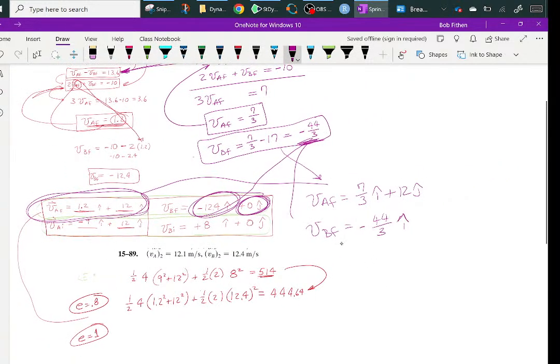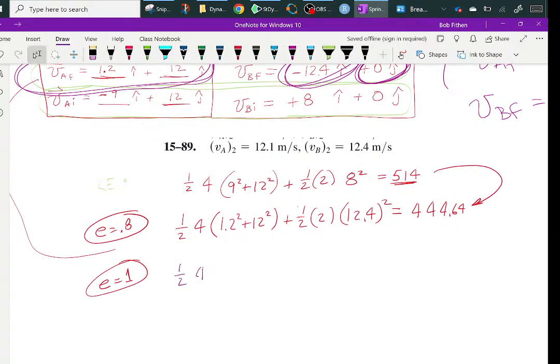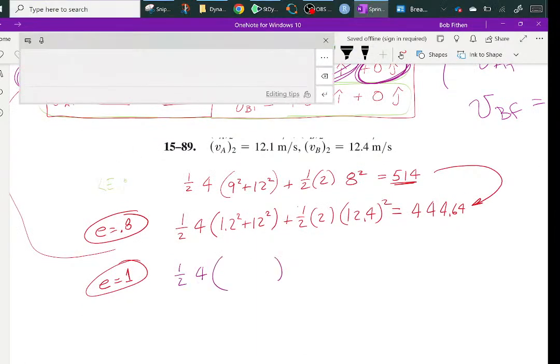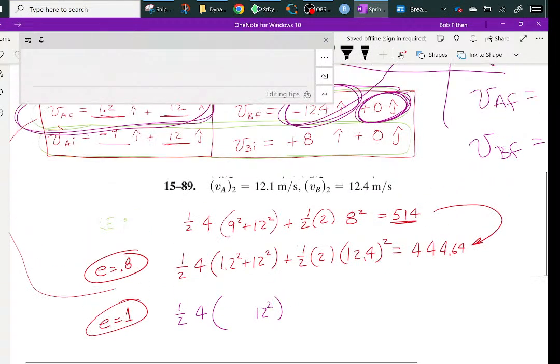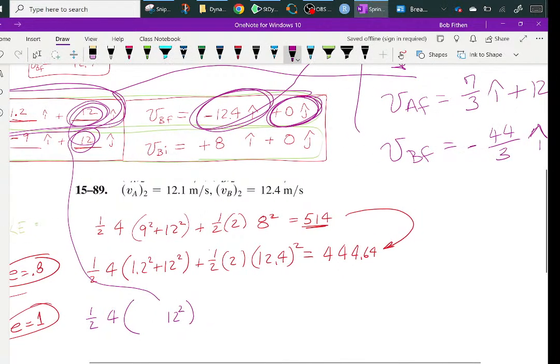So now I'm going to basically do this for e equal to 1. So I'll say 1/2 times 4. Okay, I know it's got to be 12 squared there. I don't know where that thing came from. The 12 squared occurs here and here. But instead of 1.2, I get 7/3 squared plus 1/2, 2.